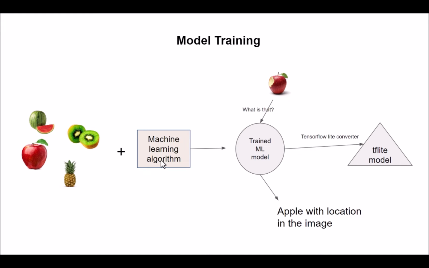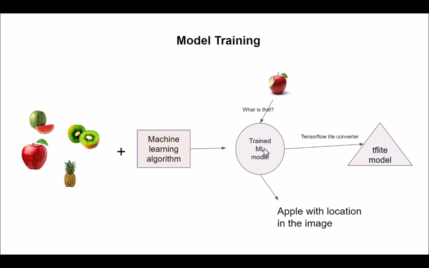In our case, this machine learning algorithm will be a Python code using which we will train our model. We will pass our annotated data to this algorithm and we will get our trained model. Now we can test this model to check whether it is accurate or not. We will pass some sample images to this model, and it should detect the objects present in that image. Like in our case, when we pass this apple image to this model, it should return the label apple along with the location of this apple in this image.